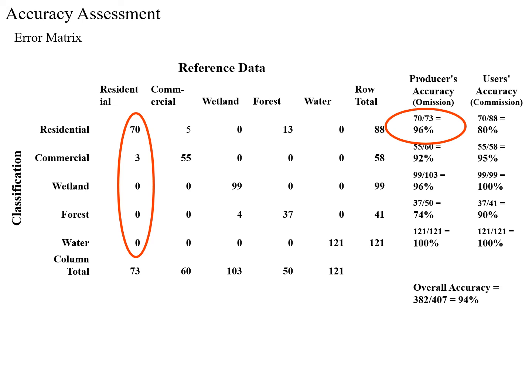On this table, I've also put the overall accuracy. Okay, so that's just the sum of the values of the diagonal, which are the correct observations, divided by the total number of observations. So in this case, that's 382 observations that were correct, divided by 407 observations that were made in total. So that's 94% accuracy.